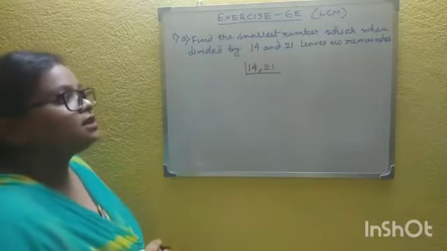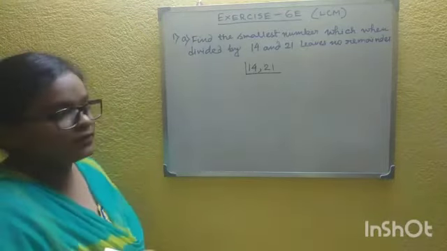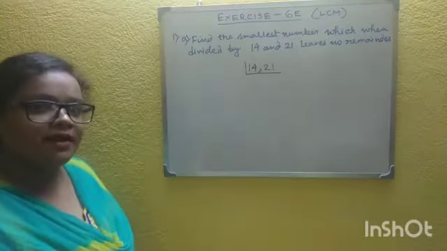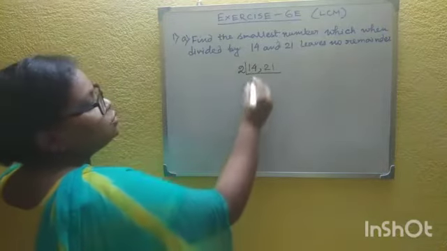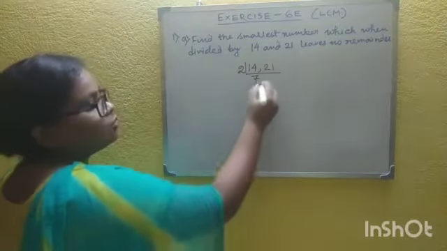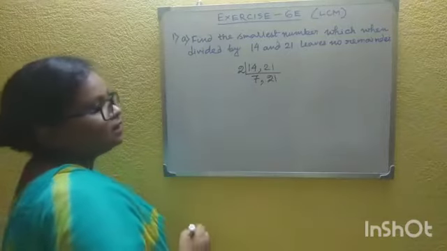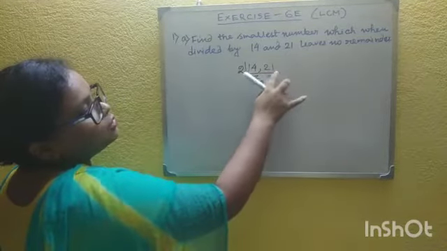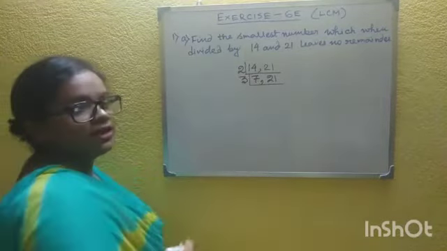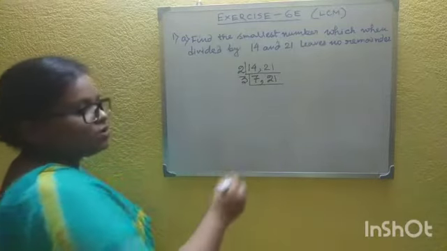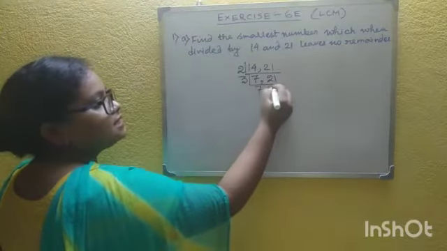Then we will have to consider a number that will divide at least one of them. Now we know 14 is divisible by 2 as it is an even number. So we will write 2 here. Now we know 2 sevens are 14 and 21 is not divisible by 2. So we will write 21 as it is. Now among these two numbers, 21 is divisible by 3. So we are going to consider next 3. 7 is not divisible by 3. So we will write 7 as it is. And after dividing 21 by 3, we will get 7.